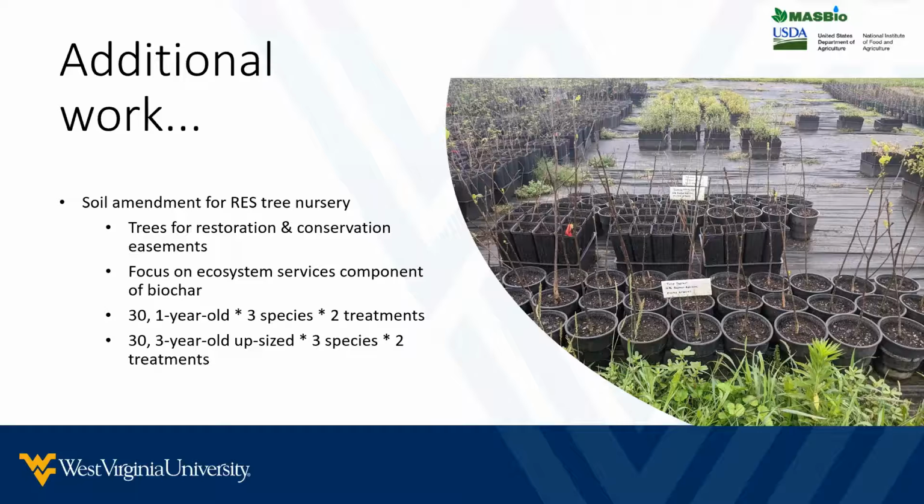So we did 30 basically 1-year-old, 3 species, 2 treatments, so over 180 trees. And also we did 30 3-year-old upsize trees. So 200 trees each in each of these nursery studies. Those went in last spring, and we'll do our first rounds of measurement this year as those trees grow in their second year.